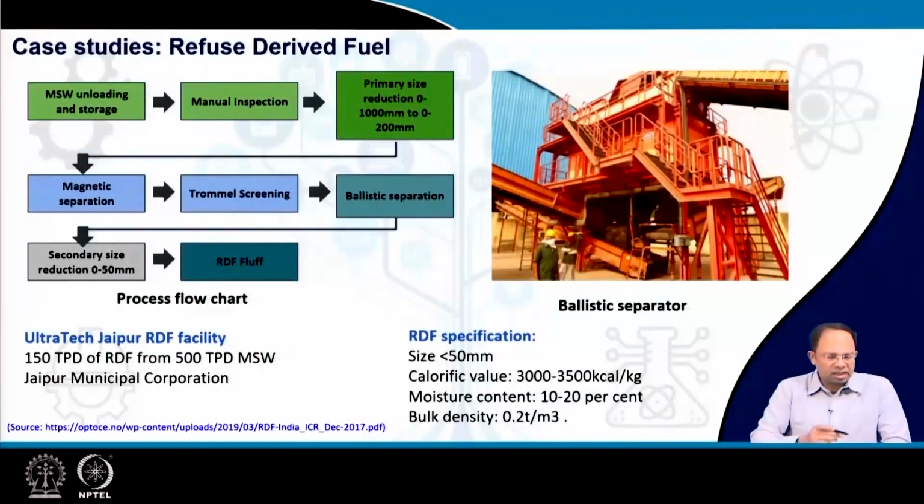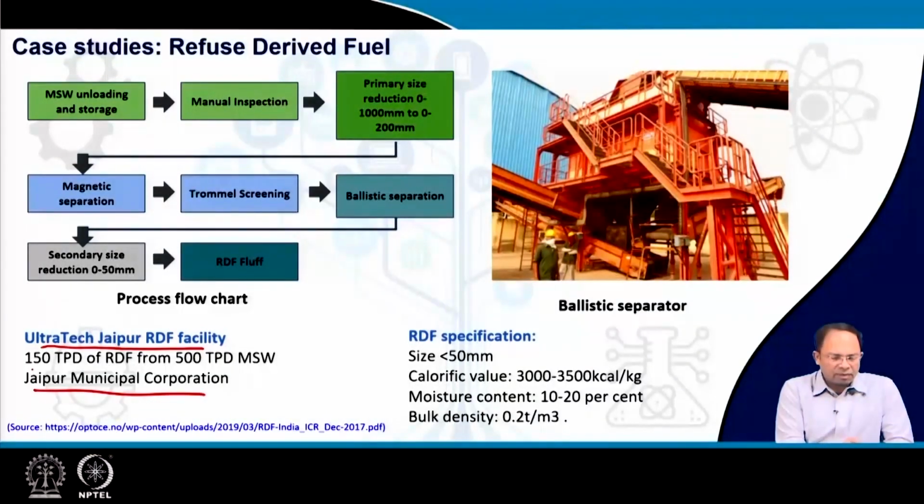Then coming to the third case study, this is the Ultratech Jaipur RDF facility. This is Ultratech Cement as well. They have tied up with Jaipur Municipal Corporation, and 150 tons per day of RDF is generated from 500 tons per day of municipal solid waste. You can follow the process here. MSW is unloaded, then manually inspected, then the primary shredding operation happens.